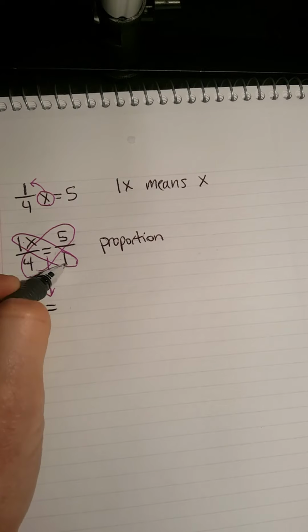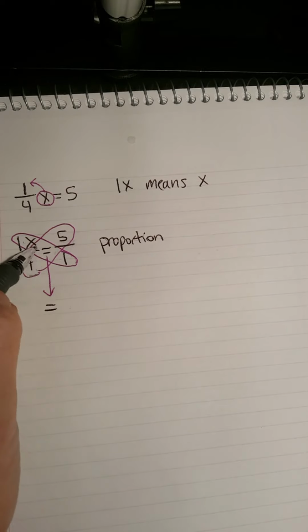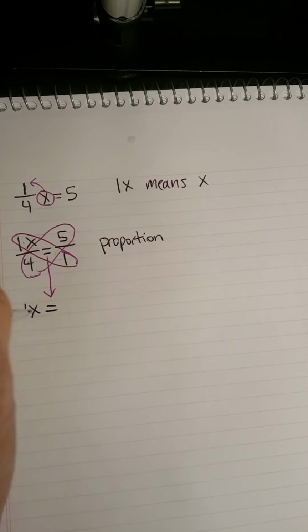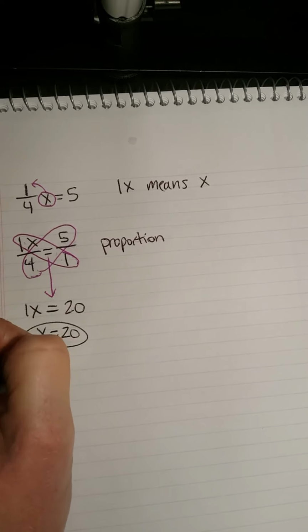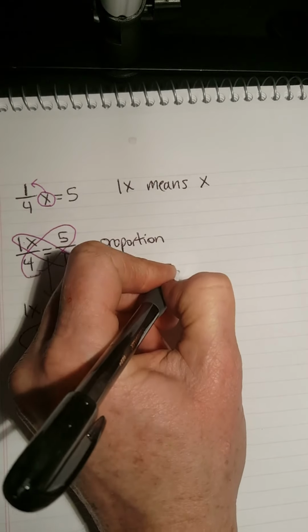So I'm going to do the variable diagonal cross multiplication first, which is 1x times 1, which is just 1x or x. And then I'm going to do my constants on the right. So 4 times 5, which is 20. And 1x is the same thing as x equals 20. Okay? And the checks are the same thing on these.